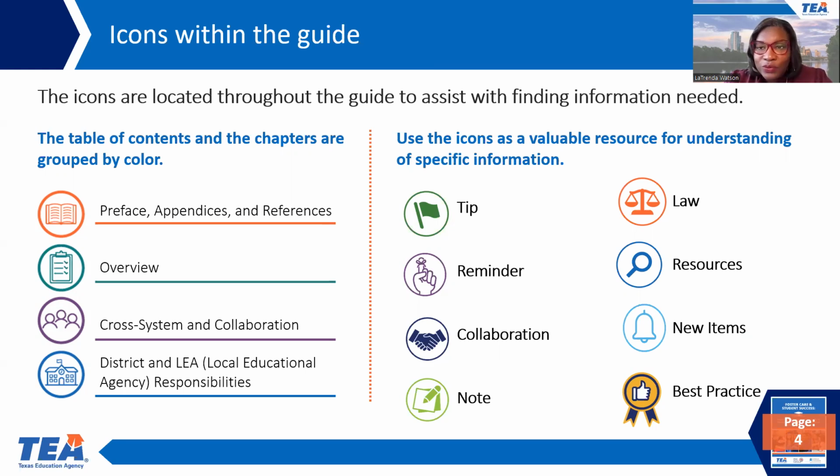Also, we use icons within each one of these chapters. Please make sure you are looking at the icons and the types of icons. The icons indicate the type of content throughout the guide. So we have tips, reminders, collaboration, ways that you can collaborate, and notes. We provide you notes within there. Also, the law. We want to make sure that you understand the reason why we are saying certain things, the law, the resources that we provided for you, any items that are new to this guide that were not in the last guide. And then also any best practices that districts are currently using that have been working for them. So we included them in this guide.